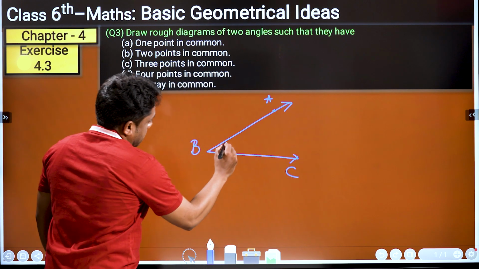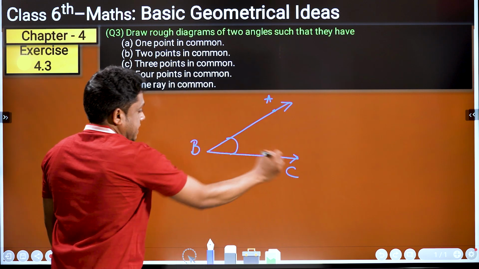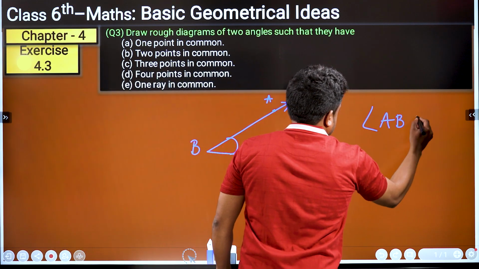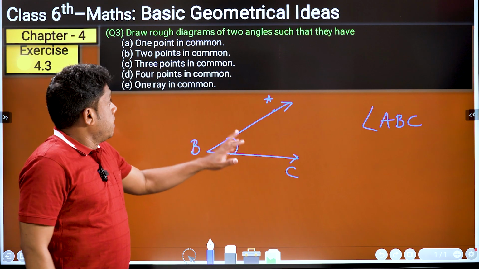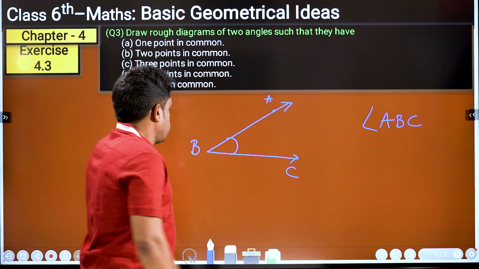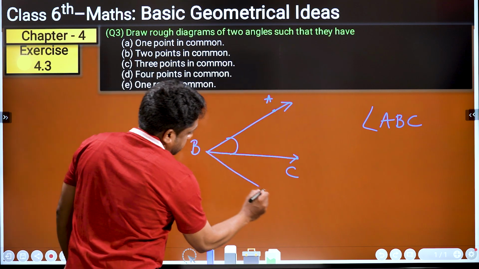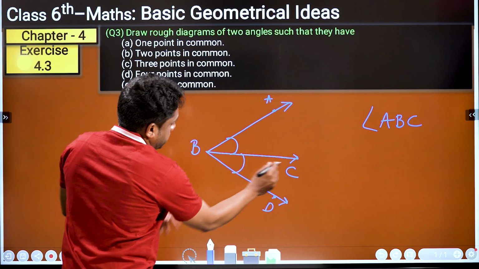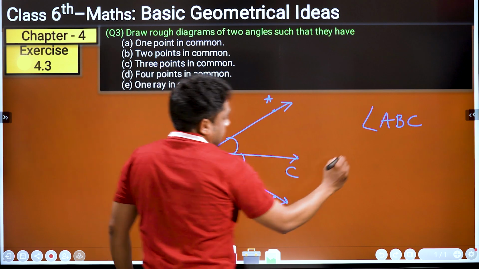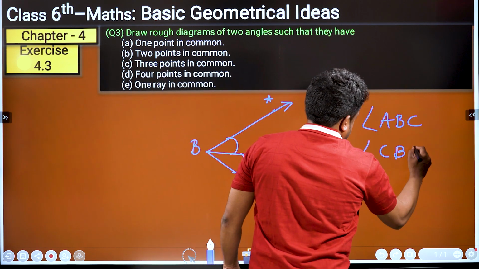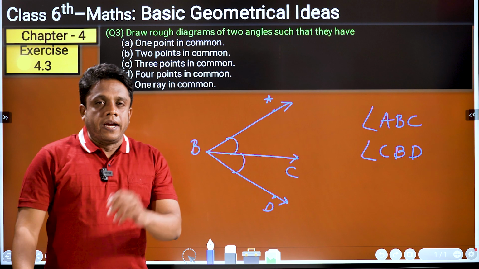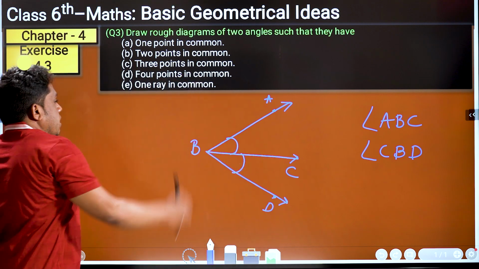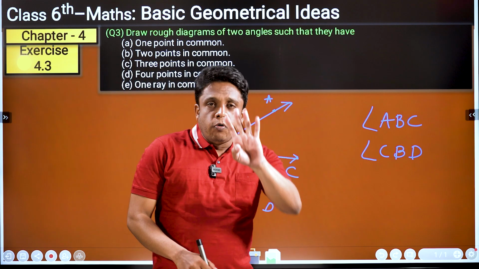So how do you write an angle? Like this, correct? ABC is an angle now. So can I write like this? Angle ABC. So this is one angle, but we should draw two angles, right? So how do you write another angle? Like this. So now this will be your another angle. CBD is another angle, correct? So now we have drawn two angles. Now our task is to find 4 points in common.